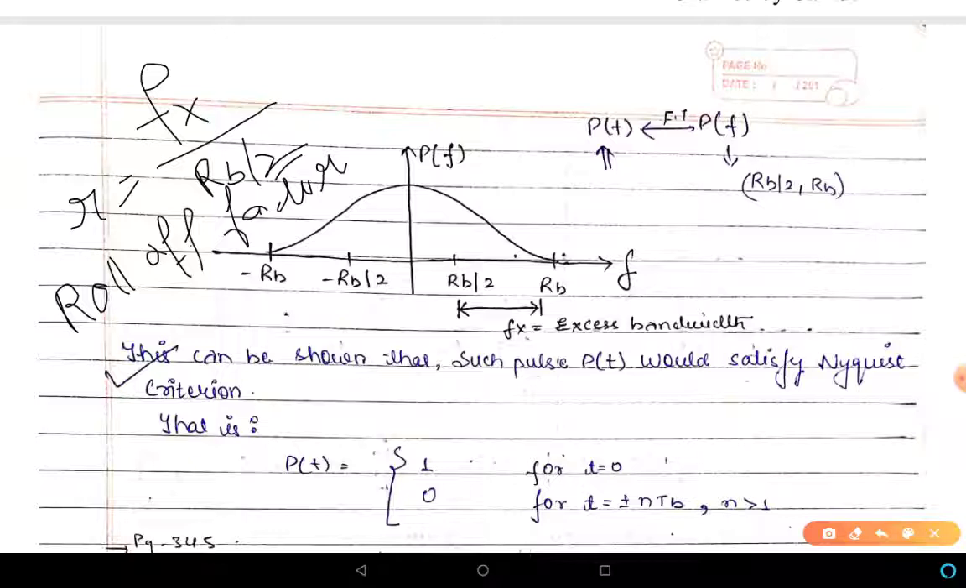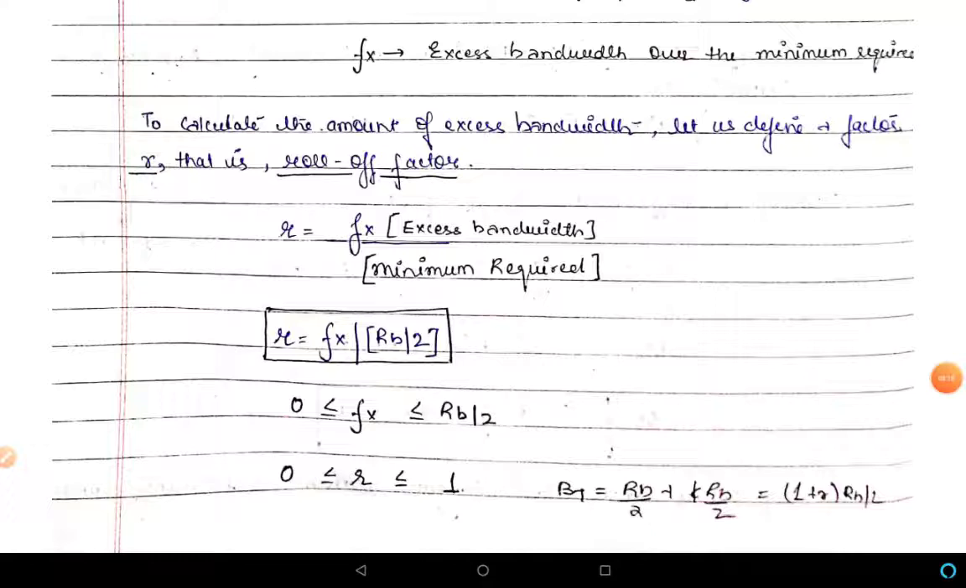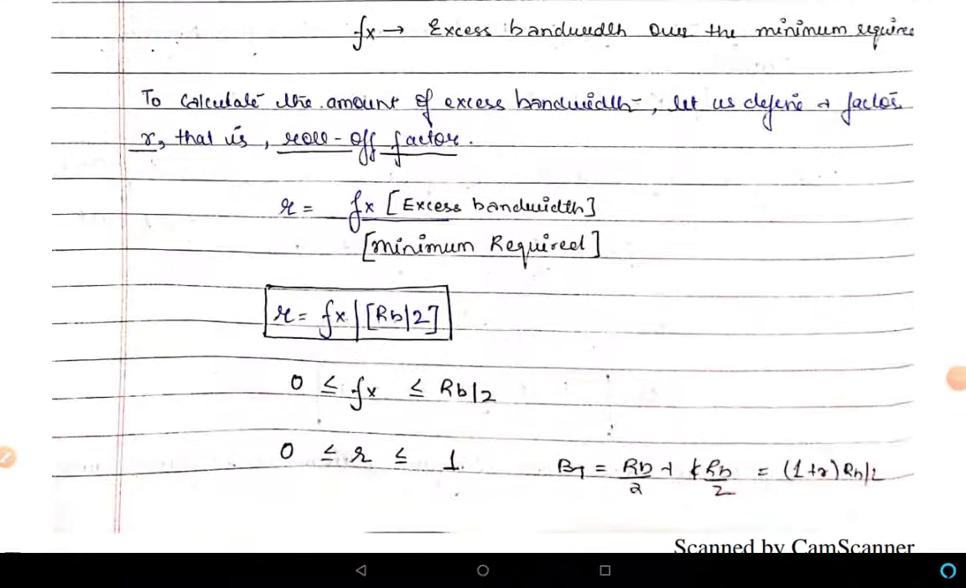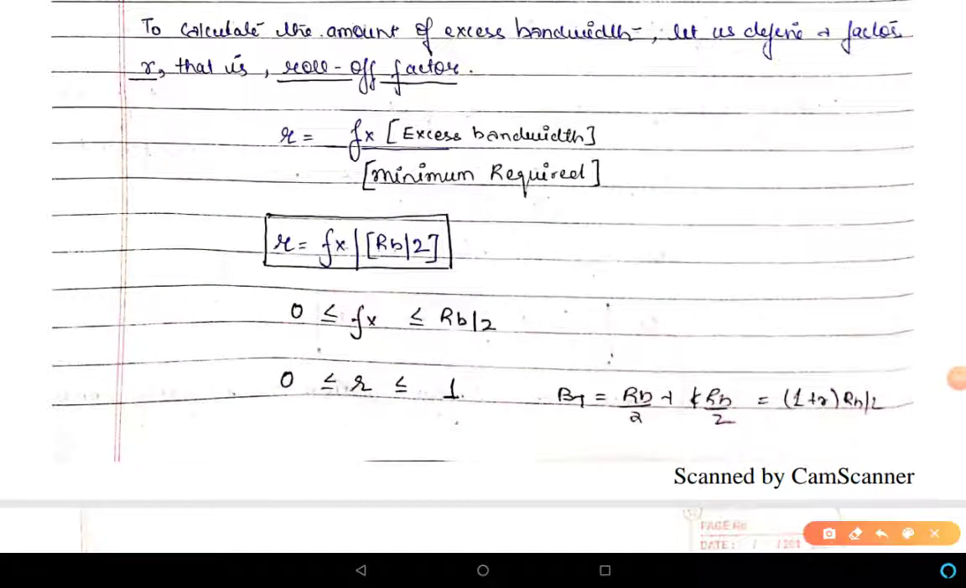Roll-off factor. This is what is shown here. So roll-off factor is excess bandwidth, which is over RB by 2 till RB. So excess bandwidth, when it is starting from RB by 2, is 0, and when it is till RB, excess bandwidth is RB by 2.